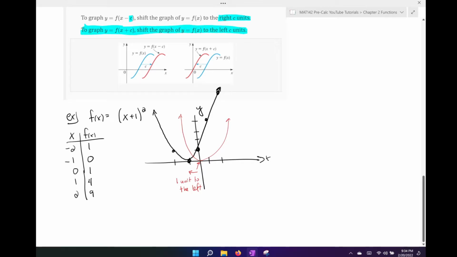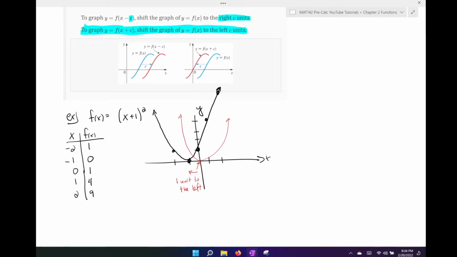So remember, if it's f of x plus c and your shift is actually inside of the function, that's a horizontal shift. All you have to do is just pay attention and think about it. If it's plus c, you're shifting to the left. If it's minus c, you're shifting to the right.